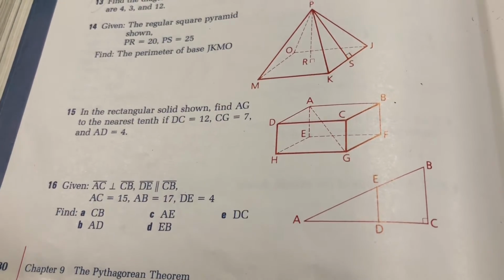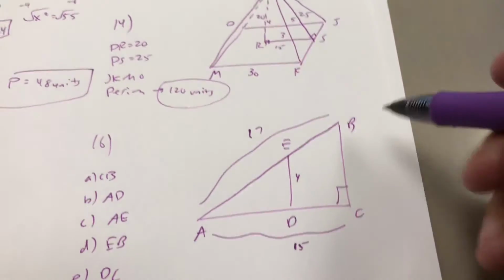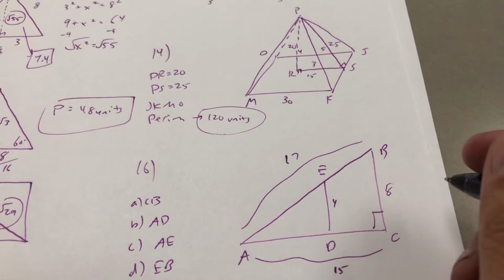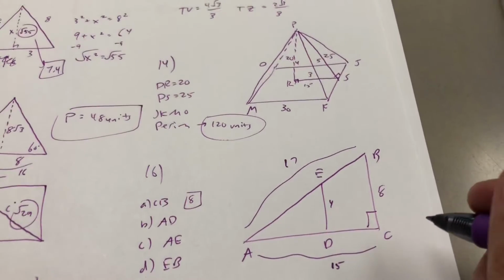We have all this information here, all these labelings and lengths, and they want us to fill some things in here. First of all, I notice the big triangle is a right triangle. You could use the Pythagorean theorem, but this is an 8, 15, 17 triangle. So BC is 8. They want me to find the length of AD.